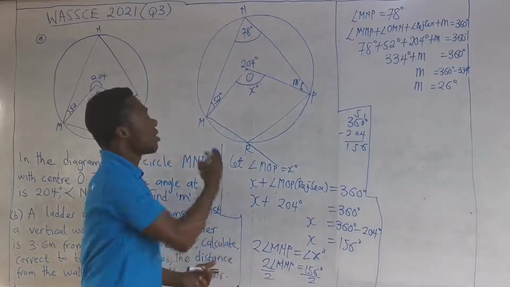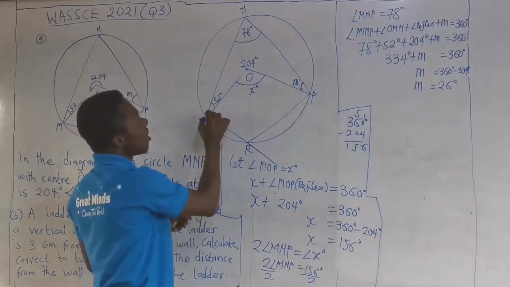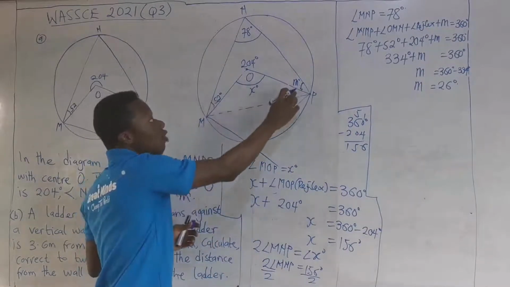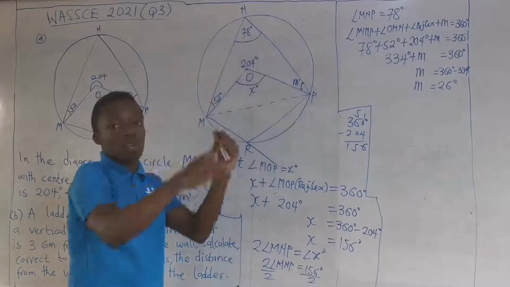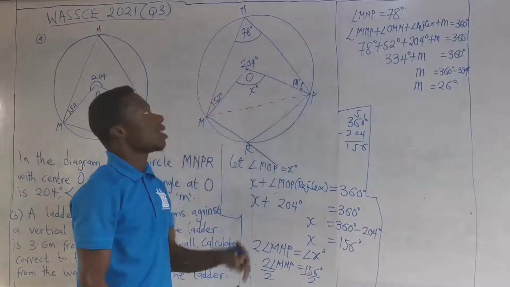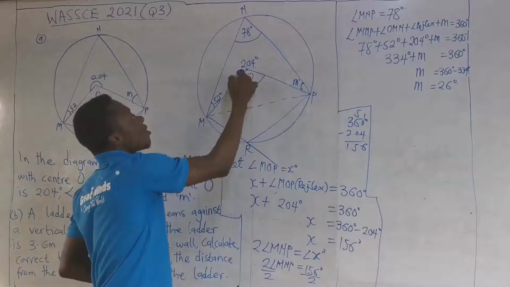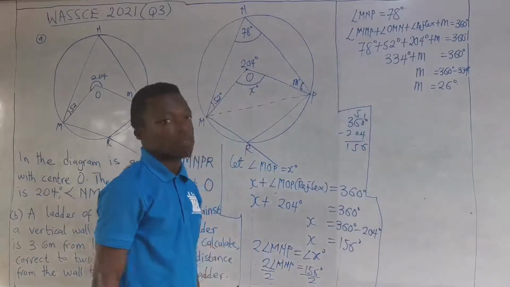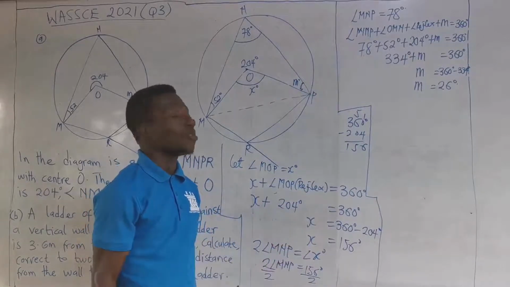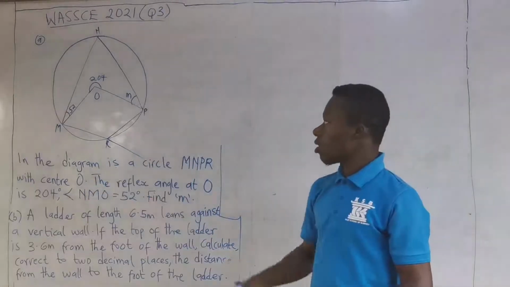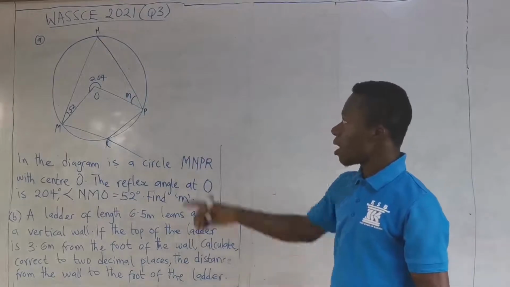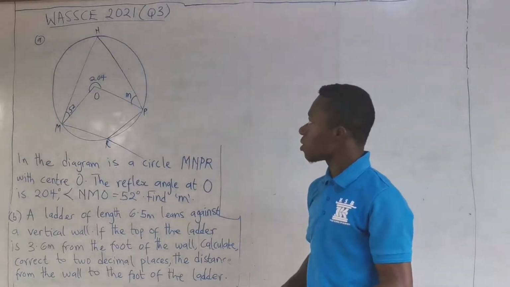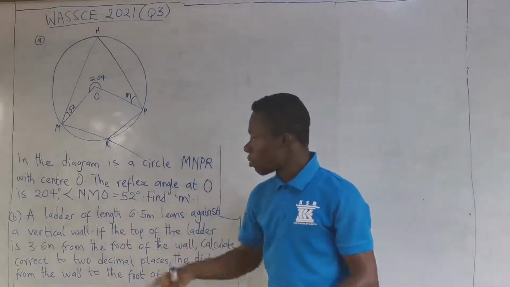Others might go by using the triangle, by creating a division here, a chord, so that they will find the angles at this end. They will sum up the interior angles of a triangle and get that value. Or you can use the quadrilateral approach and still get M to be 26 degrees. Is that clear, right? So that was question A of question 3 on 2021. So let's move on to the B part.